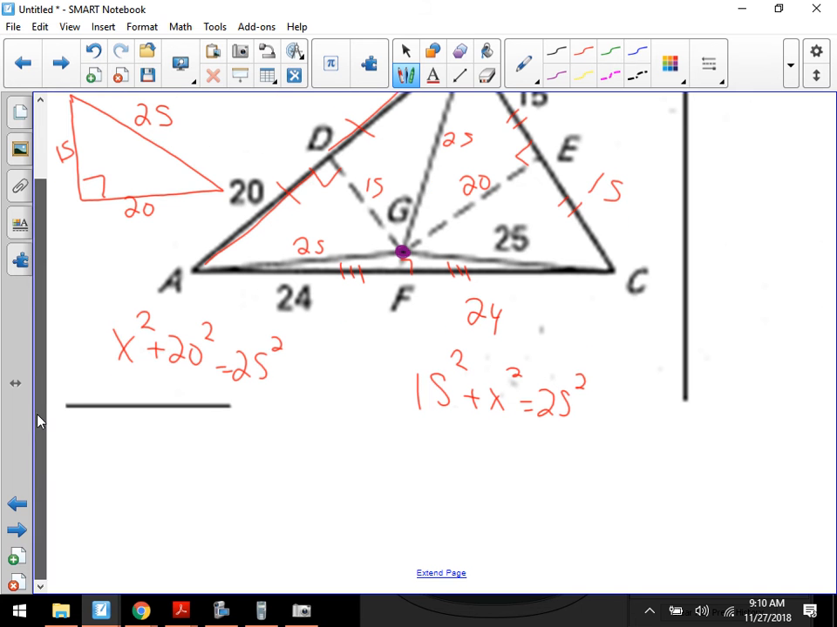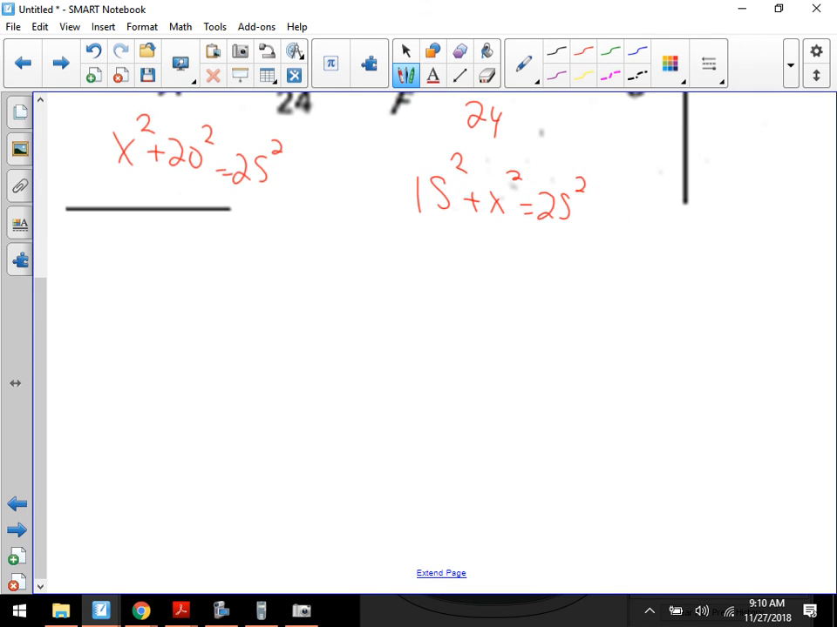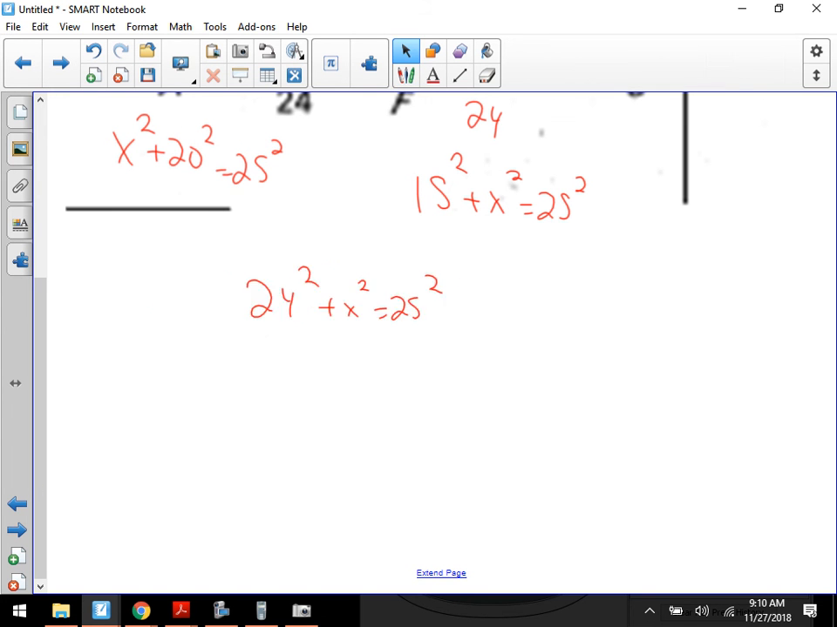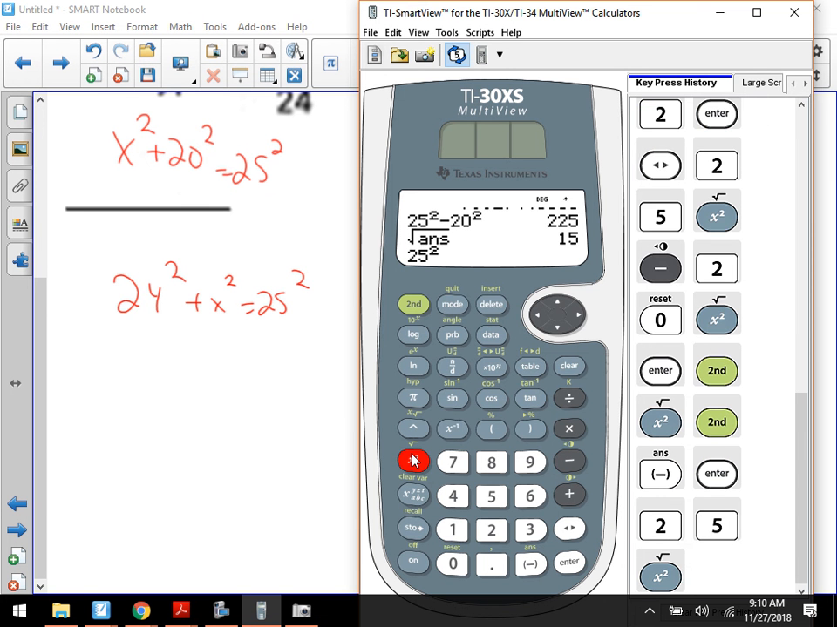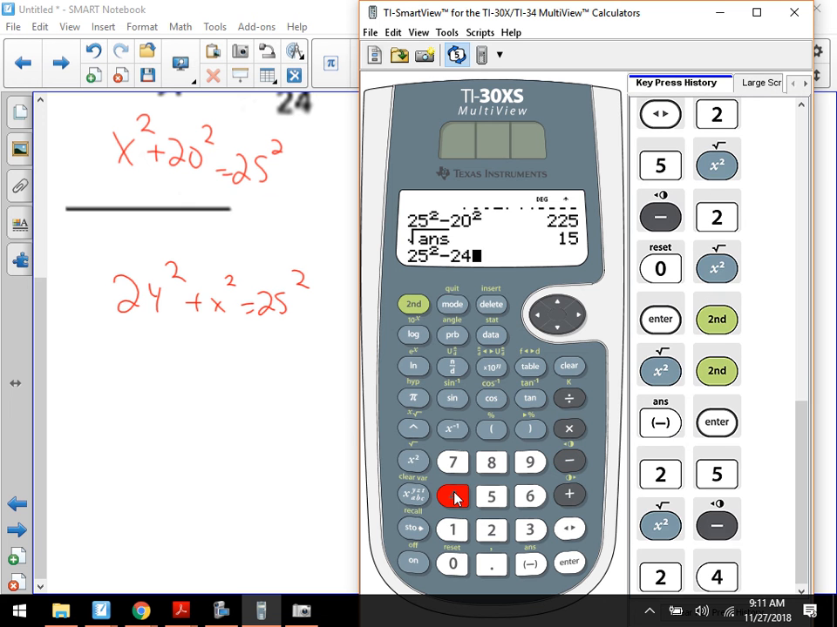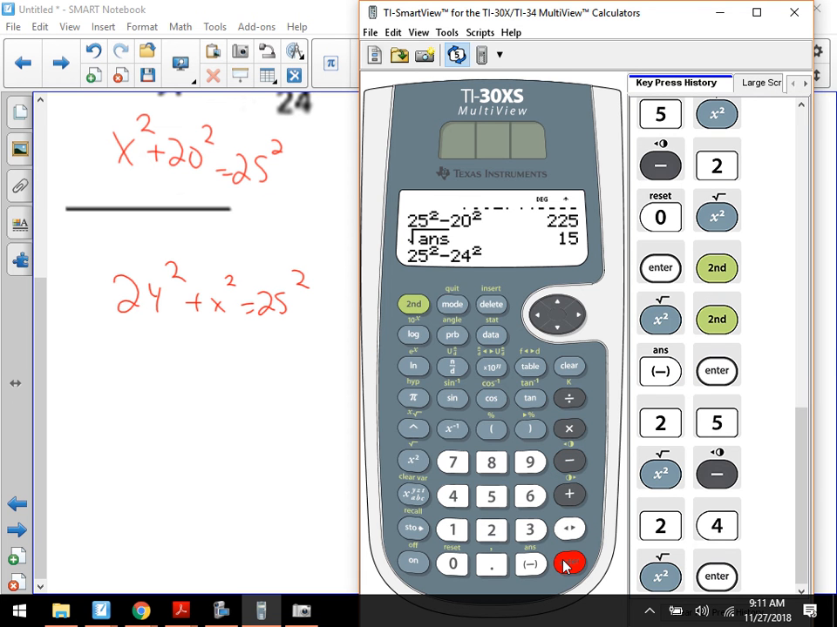The last one, though, is this little guy here. 24 squared plus something squared. Again, just type it in the calculator, moving it over. And what's the square root of 49?